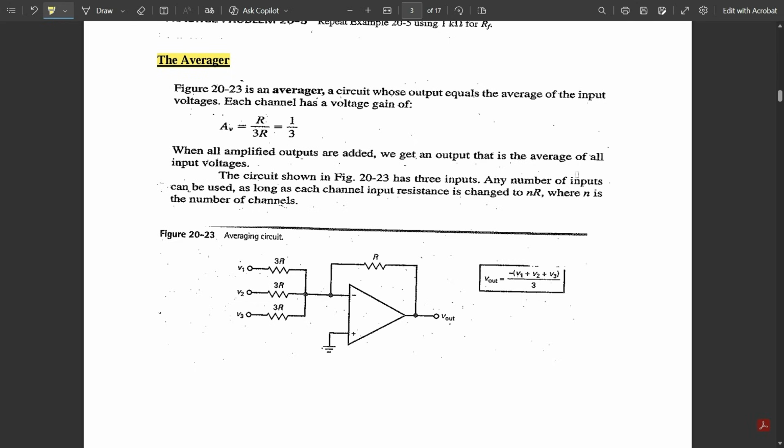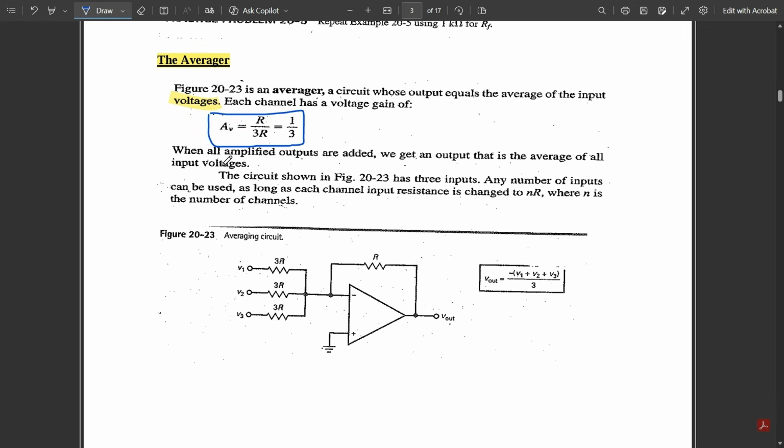So what do we mean by an averager circuit? You see here, the figure below is an averager circuit. This is a circuit whose output equals the average of the input voltages. Each channel has a voltage gain of Av equal to R divided by 3R, the resistance divided by the total resistance based on the number of inputs. So the voltage gain for each channel is 1 by 3.